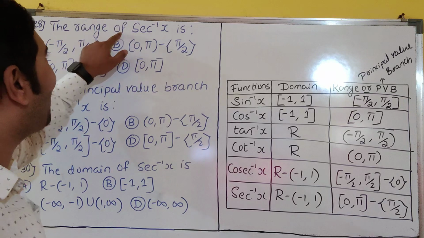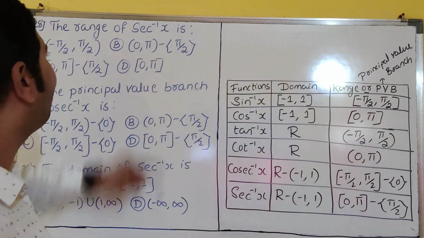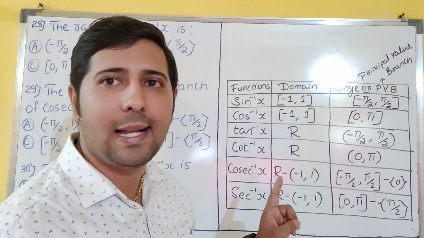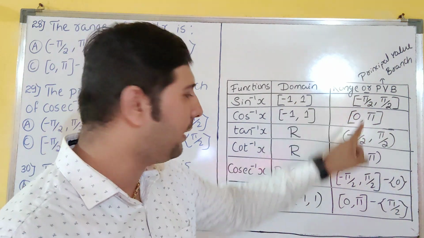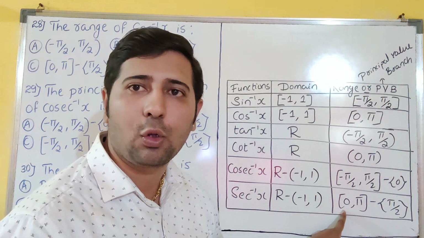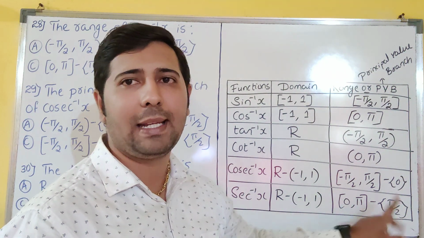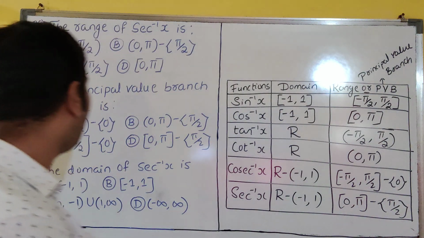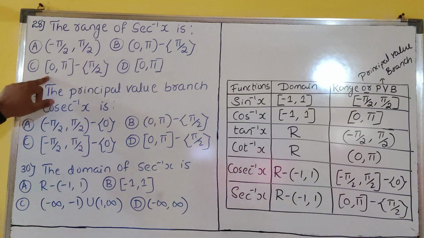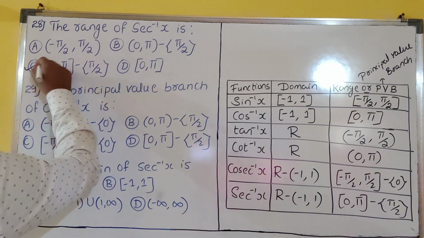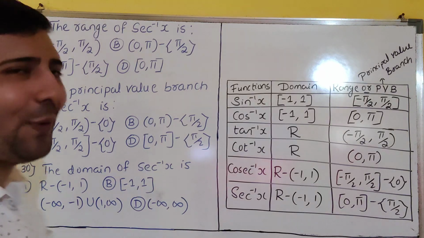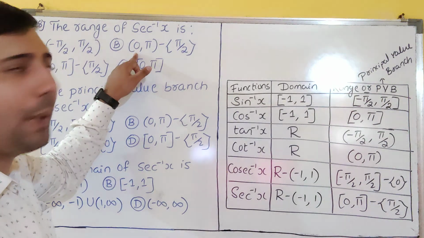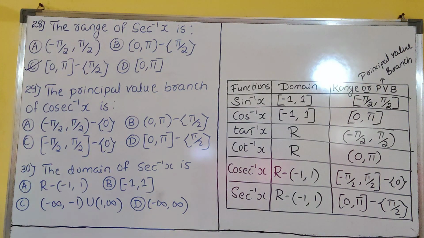So now the range of sec inverse x is what? They had asked for the range, not the domain. The range is the closed interval 0 to pi minus pi by 2, dear students. Which is the option? We have to check here. Closed interval 0 to pi minus pi by 2 is option C, dear students. So C is our answer. This other option is not our answer because it's an open interval. Got it? So next question, 29.